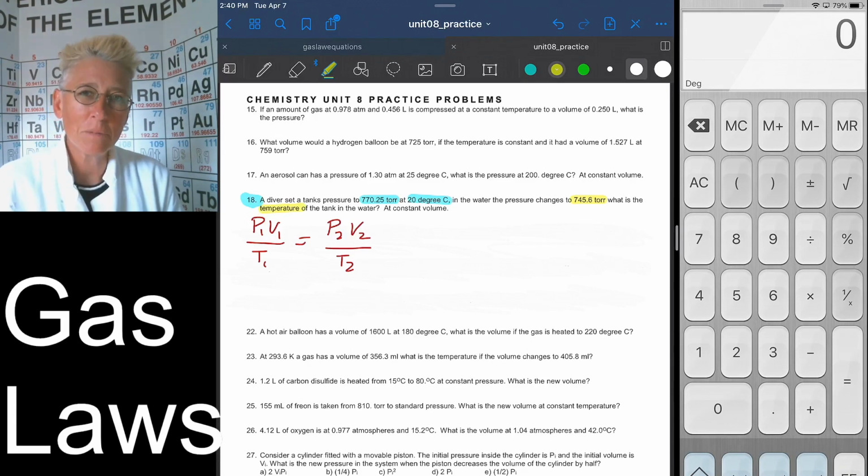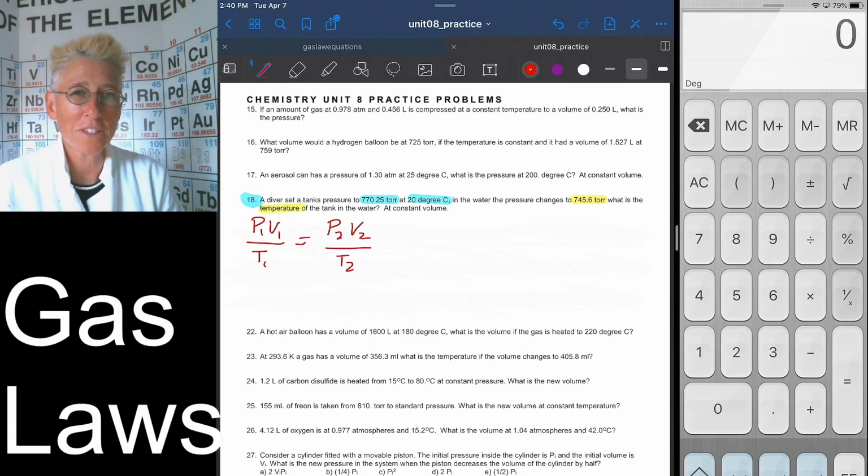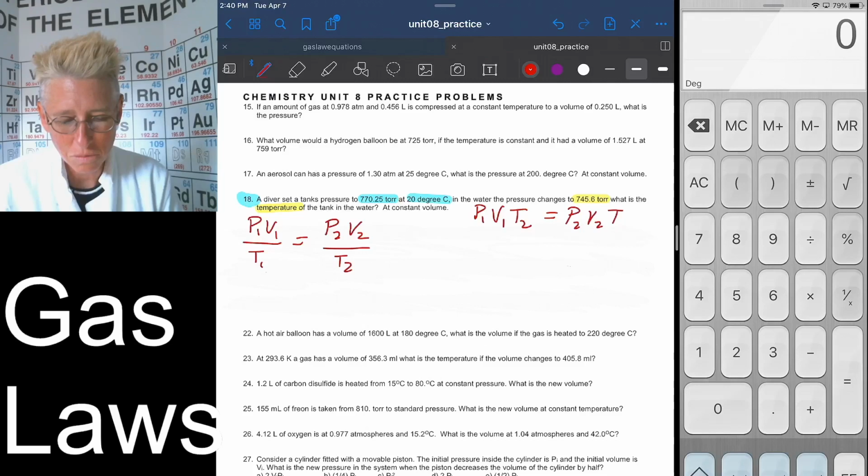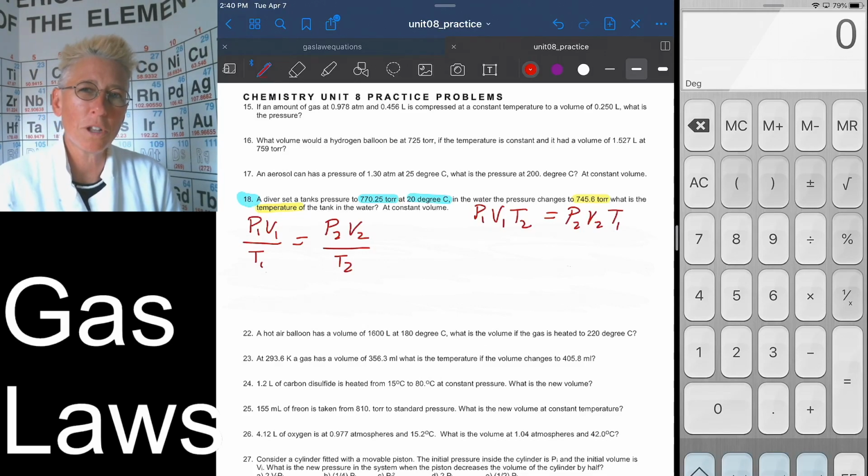And volume is constant. To do the calculation though, before I set this up, I just want to show you what I like to do with this combined gas law algebraically that really helps me in the calculation. I'll cross multiply it. So the equation is going to look like this. P1 V1 T2 is equal to P2 V2 T1. All I did was cross multiply that equation and I can work with it.